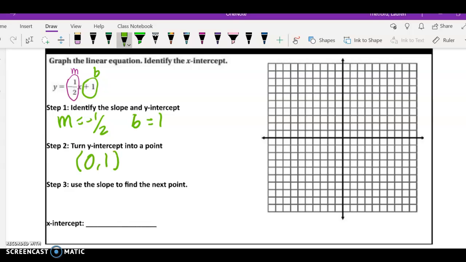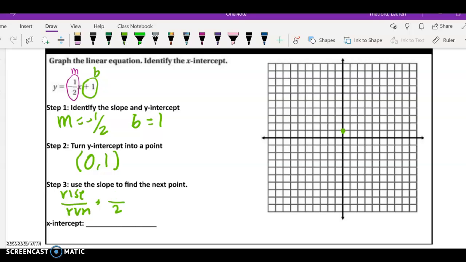So we can place that on our graph. We go from 0, we go up 1. Use the slope to find the next point. So remember, that's rise over run. So our fraction is negative 1 over 2. I tend to just put the negative up at the top, even though it's off to the side. If you just bring it to the top, it's easier to remember that you're moving down.